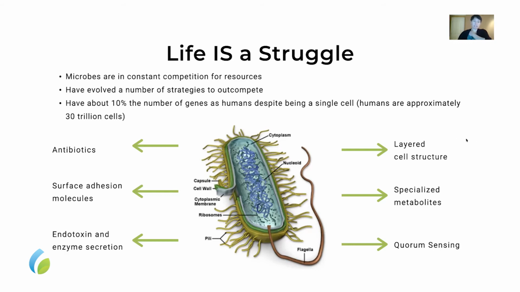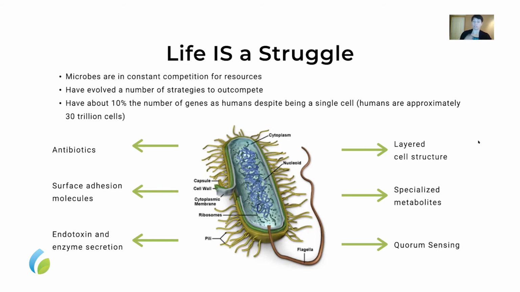So some of these include structural changes like a layered cell structure, so permeation, protection from your environment, like walls around a house. You also have some weapons involved when you talk about antibiotics and endotoxins. So these are actually substances or chemicals that bacteria can exude or excrete into their environment, hopefully taking out their neighbors, reducing the competition and allowing the cell to get more access to resources.